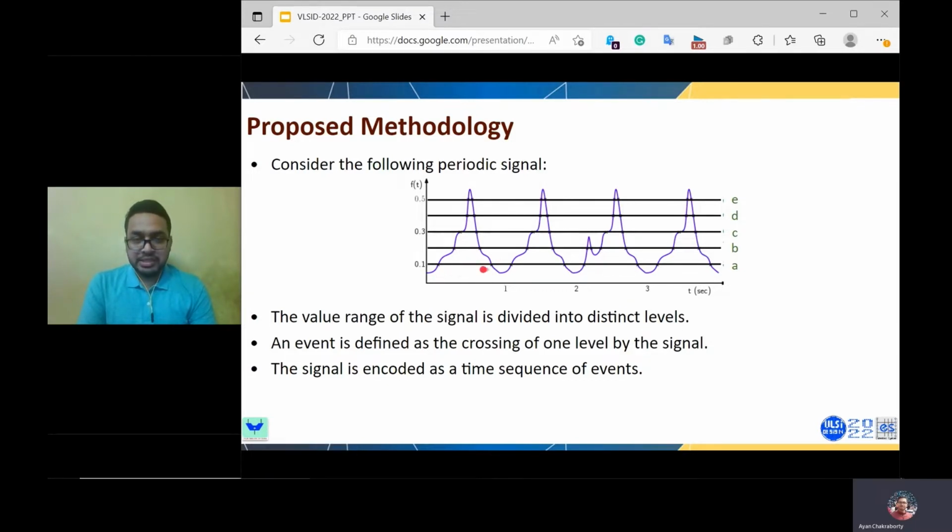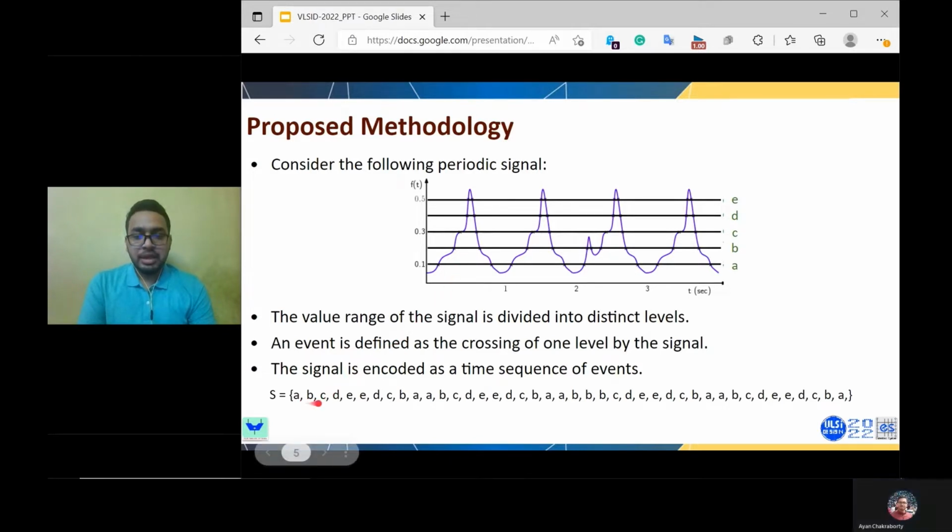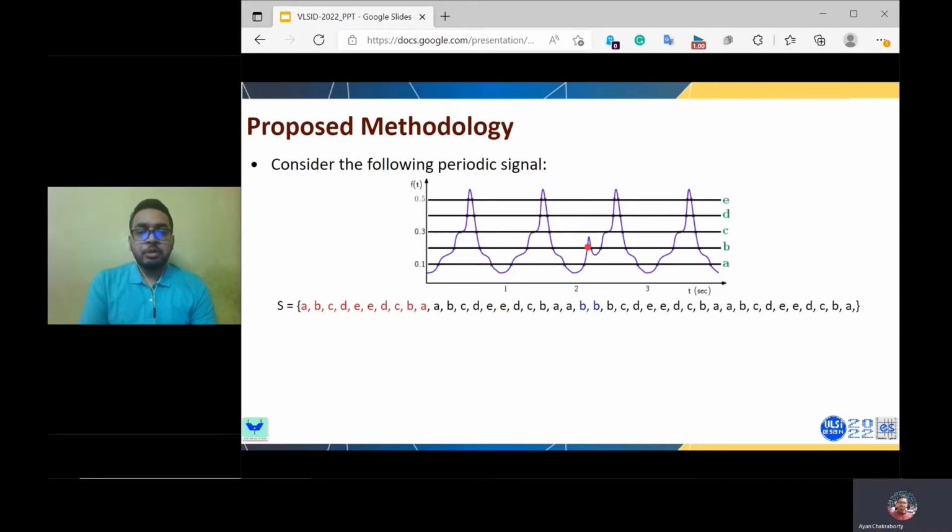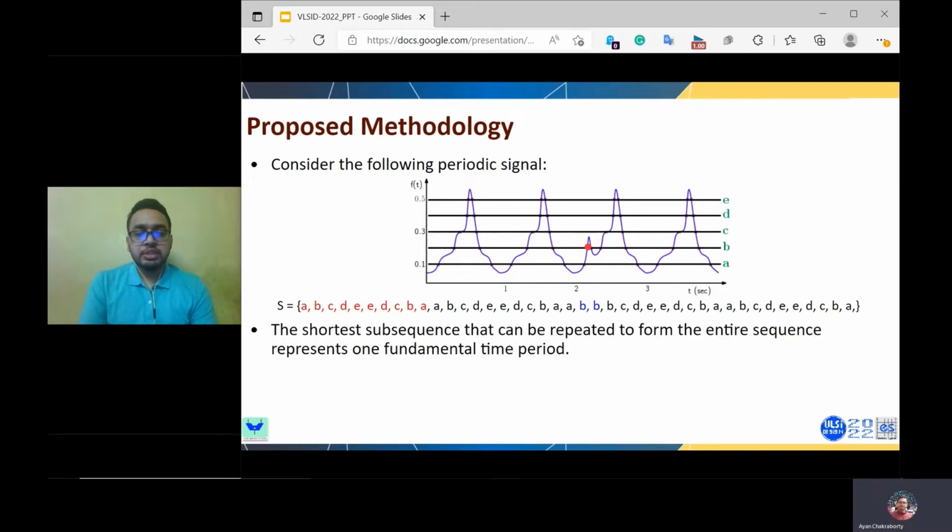So for this signal, the event of crossing level A occurs first, then B, and so on. So the encoding for the signal will look like this: A, B, C, D, E, and then again E, D, C, B, A, and then it will again continue. We make an important observation that given such a sequence, the shortest subsequence that can be repeated to form the entire sequence represents one fundamental time period or one cycle.